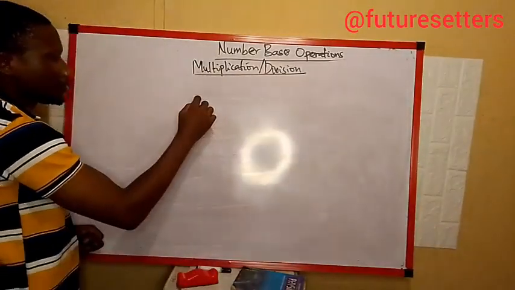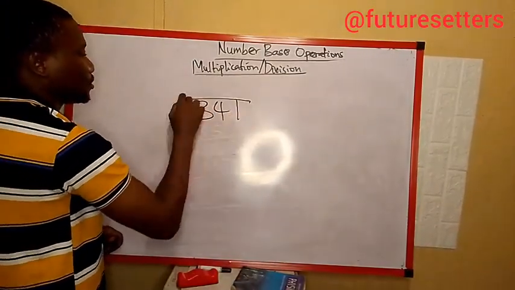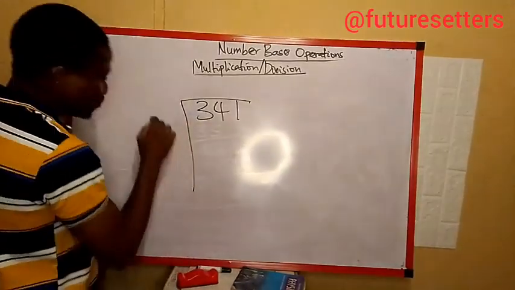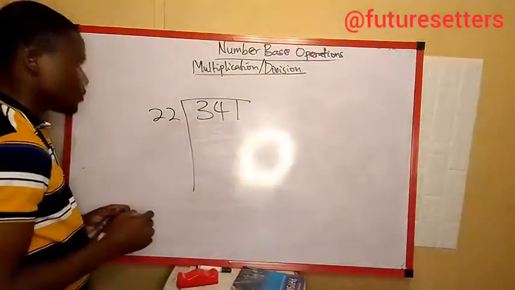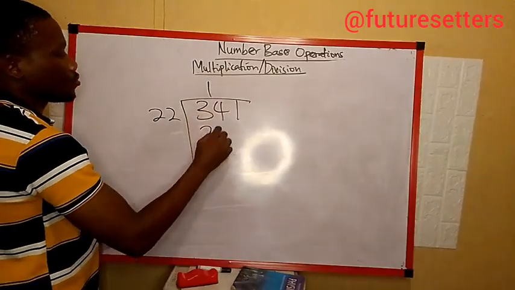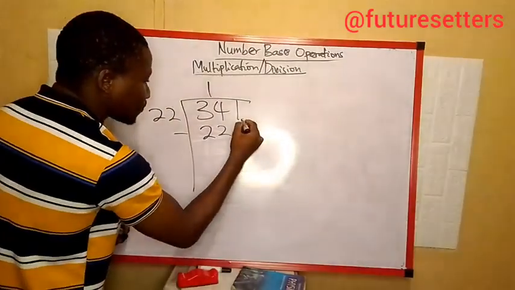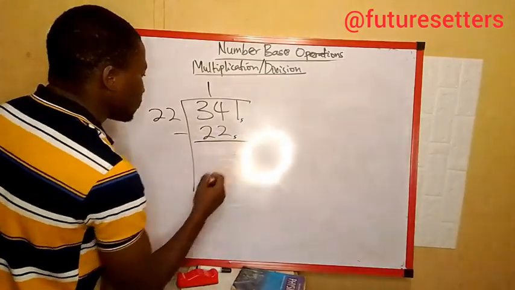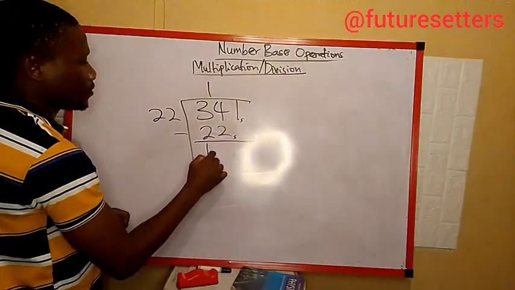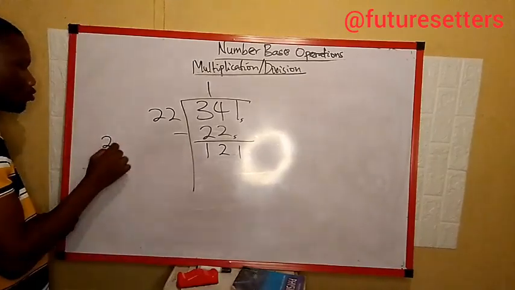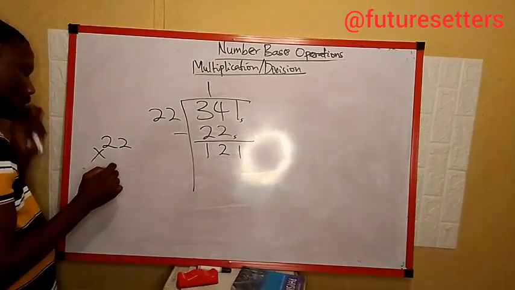We have 341 and we have 22. We know that this is base 5, so we are working with base 5. We have 1 here, we have 2 here, we have 1 here. Now we're going to check how many times can 22 multiply itself to give us 121.